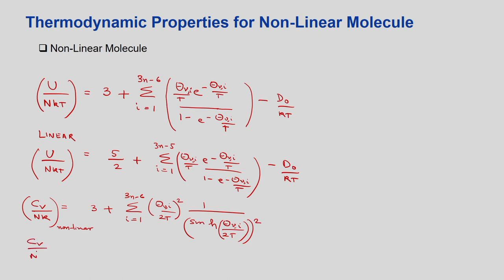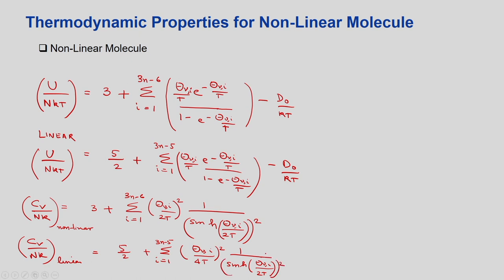Same thing we can also derive for Cv by Nk in terms of linear. In the case of linear, it will be 5 by 2 plus summation of i goes from 1 to 3n minus 5 of theta vi by T, whole squared, times 1 upon sinh of theta vi by 2T, and the entire thing squared. Similar expression. The important outcome is that the specific heat is a function of a hyperbolic function of the vibrational temperature. Again, this is a higher value, 3 here as compared to 5 by 2 here, only due to the additional degree of freedom for a non-linear molecule. So it has a higher value of Cv.